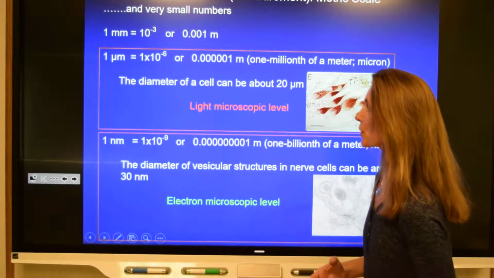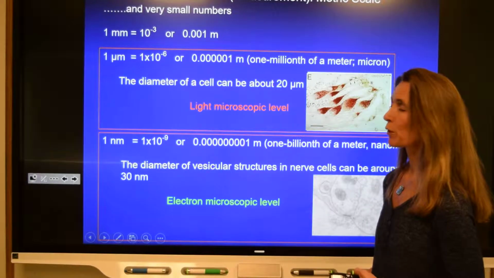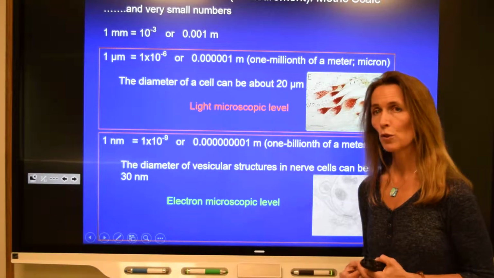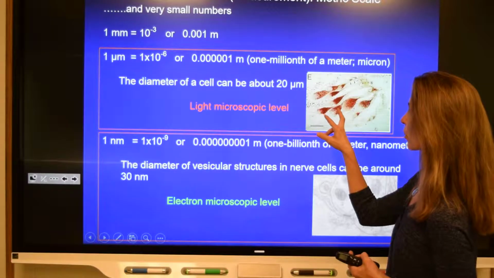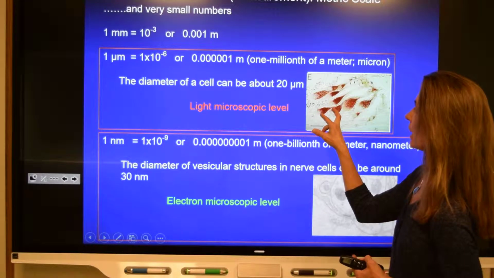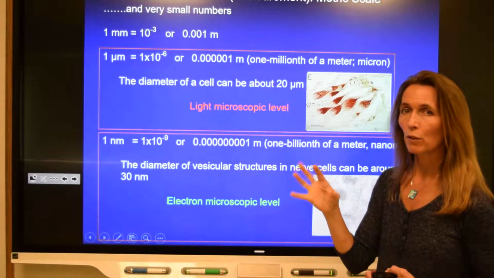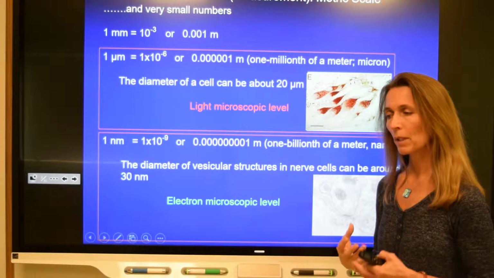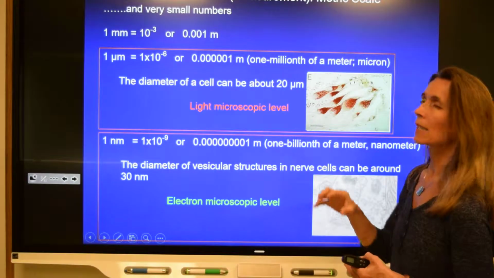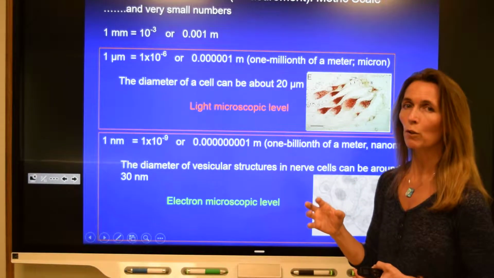And small numbers, as I said previously, if you look under a microscope and you look at structures such as those neurons here, they are usually about in the micrometer range. This is the light microscopic resolution that you will see. You see millimeters or micrometers.